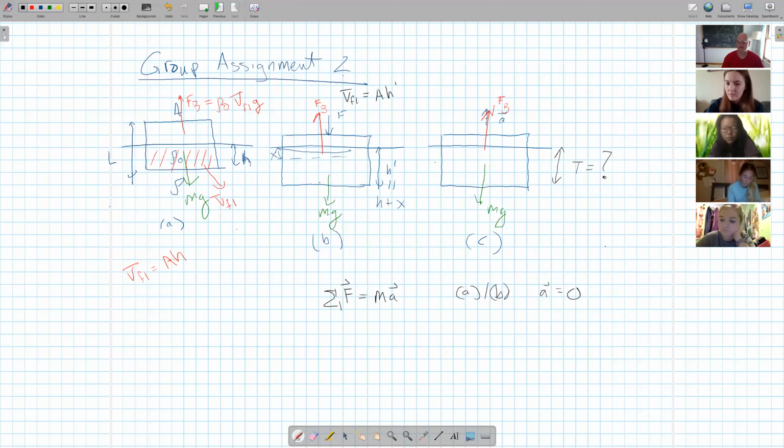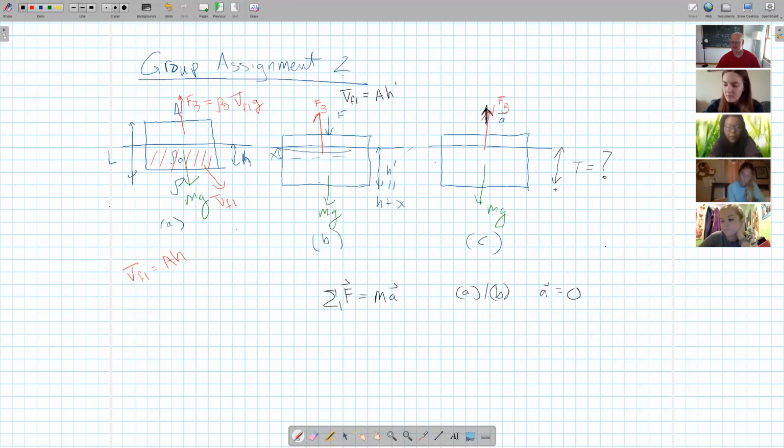So what's going to happen now is it's going to accelerate upward with an acceleration of A. So let me draw this line a little bit bigger. So this is my acceleration A. And then this thing is going to harmonically oscillate with some period T. So what we're looking for in this case is the period T.